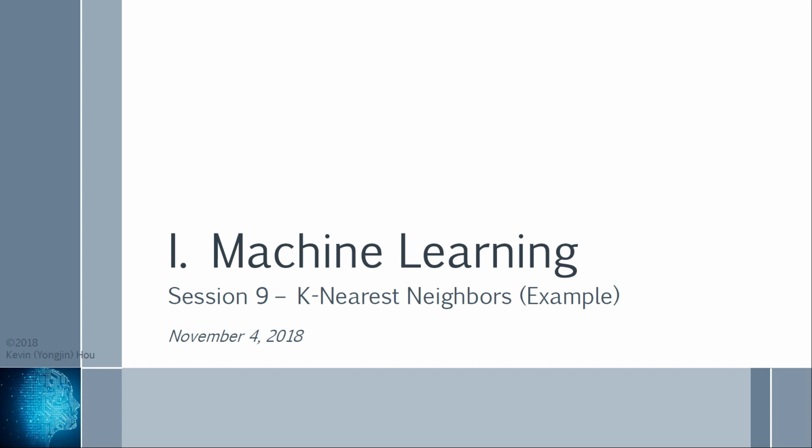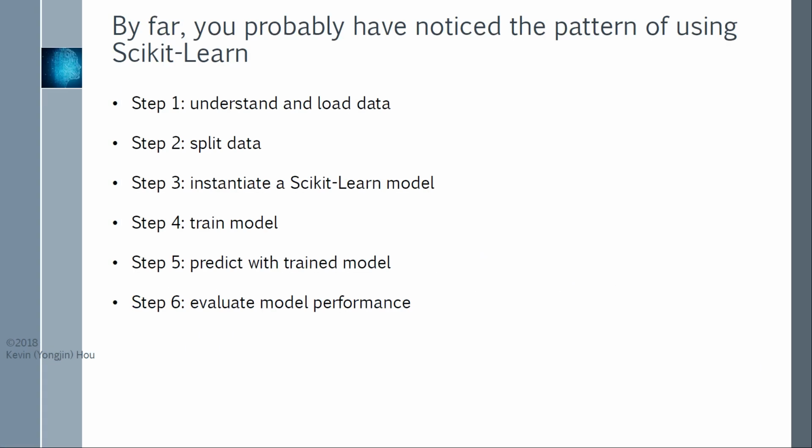In today's session, we're going to apply the k-nearest neighbor technique to one data example, the iris classification example. So far, we have used Scikit-learn in several different cases, including linear regression and logistic regression. By now, you have probably noticed that there's a pattern when we're using scikit-learn for a machine learning model.